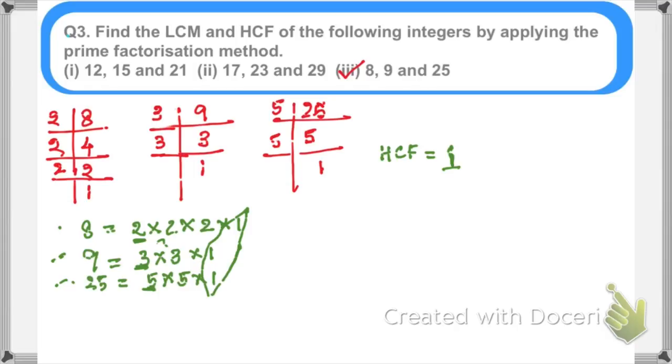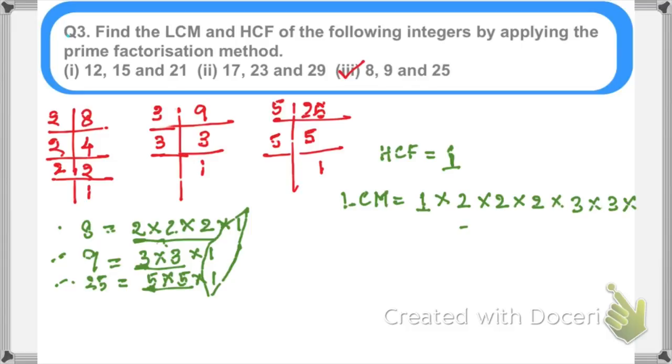Now we also need to find the LCM of the numbers. So it can be written as LCM is equals to, what are the common factors? First we will write that one. Next, what are the uncommon numbers? These 8, 2, that means 2 into 2 into 2 can be written. This 9, 3, that means 3 into 3. Next, this 25, 5 can also be written, that is 5 into 5. And you will get the result as 1800. Okay, moving on to the next question.